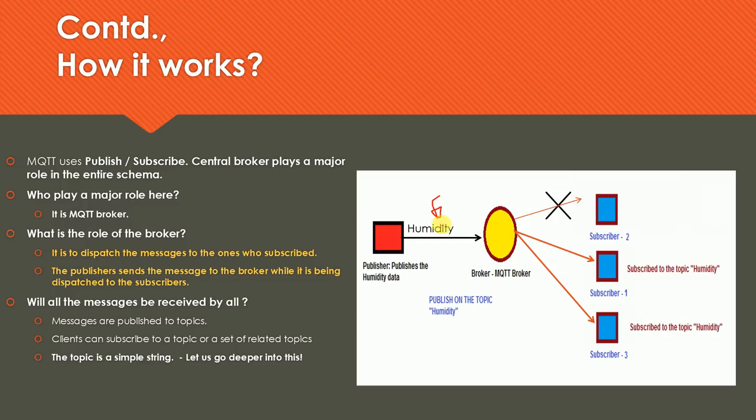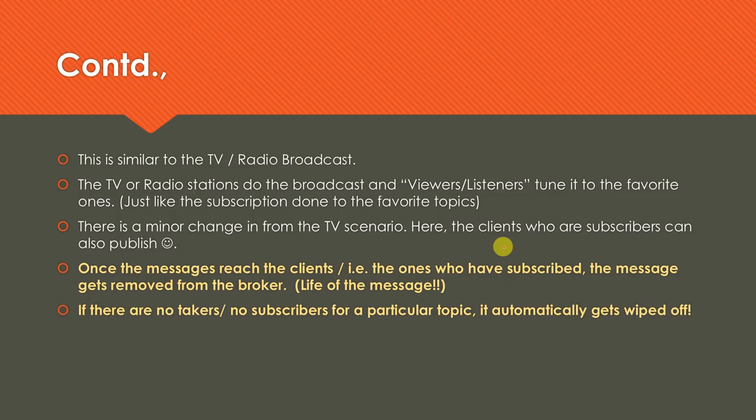Now this humidity data, when I send it, the subscribers will see it if they have subscribed to this topic. This is a topic. Please remember the term topic. Whenever subscribers see this humidity data which they have not subscribed to, it won't be shared with them. They won't get access to it. So the broker will take care of this, and it is going to send the data only to the one who subscribed for it. Now you can take the TV and radio broadcasting example here, which is very apt.